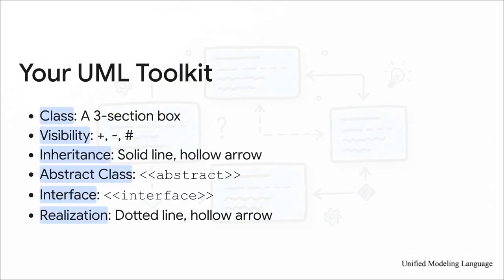And that's it. That's the core vocabulary for UML class diagrams. You know the class box is our main building block. You've got the visibility symbols for controlling access, you've got the solid line of inheritance for is-a relationships, and the dotted line of realization for can-do capabilities. With just this toolkit, you can now read the fundamental grammar of software design.